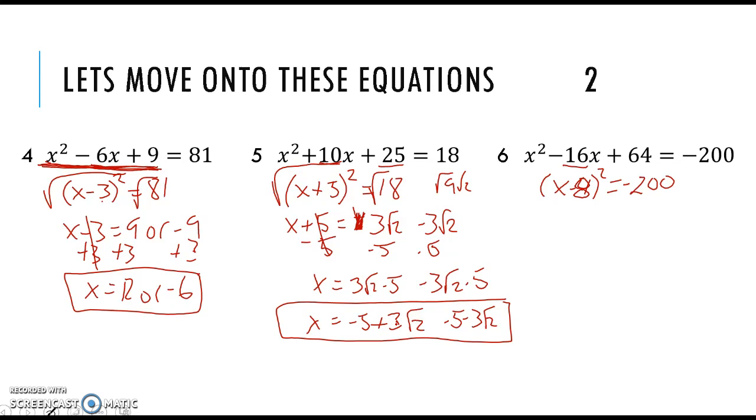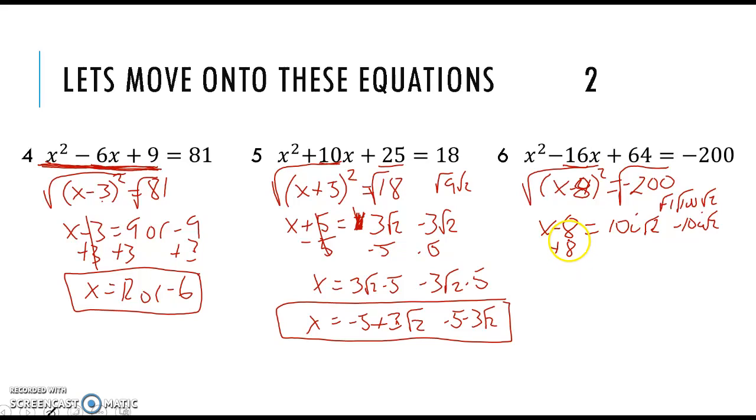Then if I do the same thing for number 16, I'm going to take the square root of both sides. And so this is going to be x minus 8 equals the square root of negative 200. Well, that's like the square root of negative 1, the square root of 100, and the square root of 2. That's going to be 10i radical 2, or negative 10i radical 2.